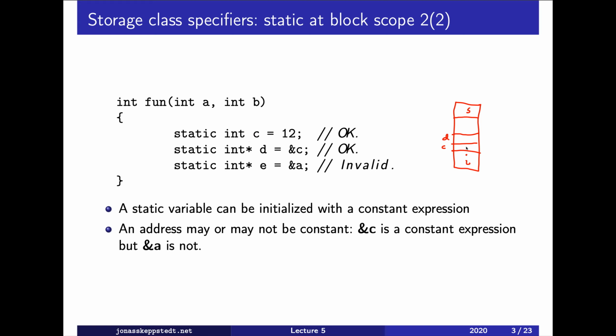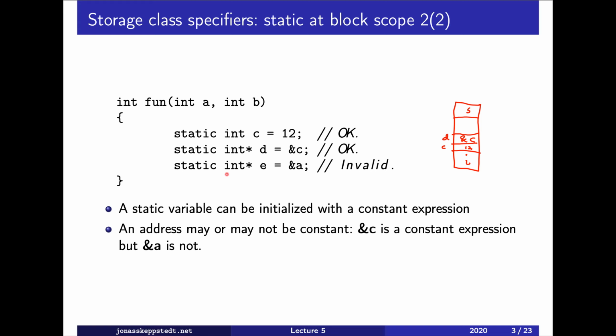Okay, so the C gets the value 12 by the compiler when it creates a.out. And D is initialized to the address of C. That address will not change. The compiler knows the address, since it is the compiler which decides the address. So therefore it is fine to initialize it with the address of C.